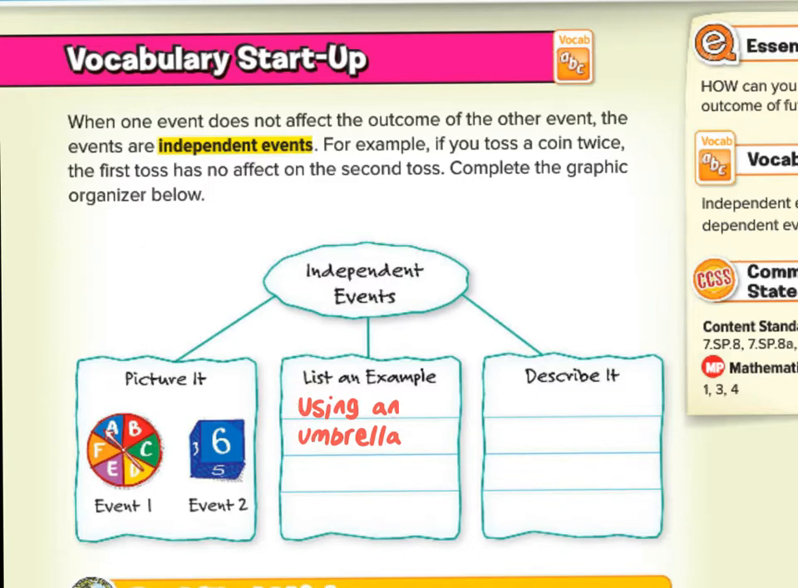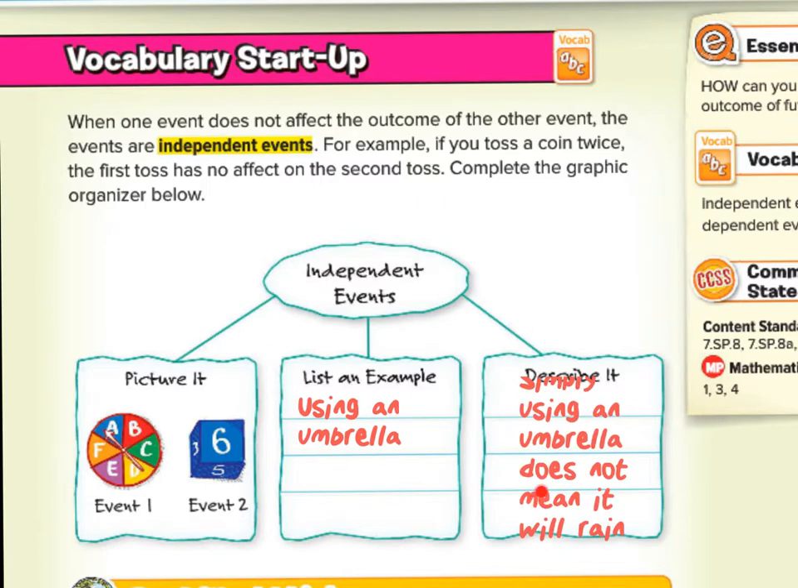I can use an umbrella to shade me, but just because I use one does not necessarily mean it's going to rain. So this would be an independent event, but if it were raining, then I would use an umbrella. Describe it. So simply using an umbrella does not mean it will rain.